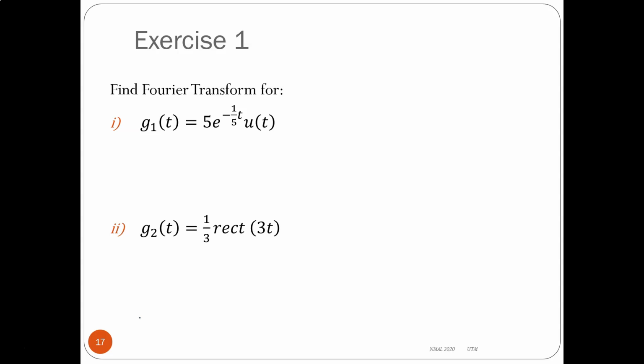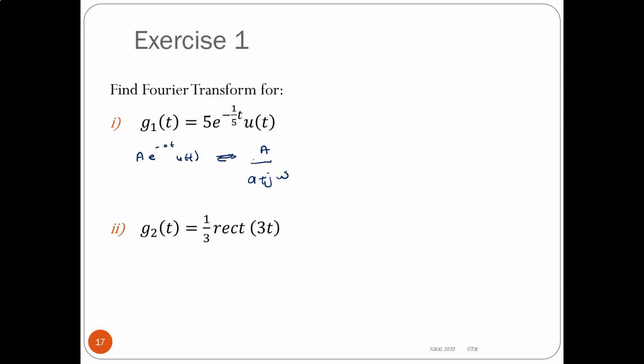Now we want to find the Fourier transform for g1(t), given as 5 e^(-t/5) u(t). First of all, we refer back to the Fourier transform pairs listed in the list of formulas. For the decaying exponential function, the pair for A e^(-at) u(t), in which a is a real number bigger than 0, is A divided by (a + jω).